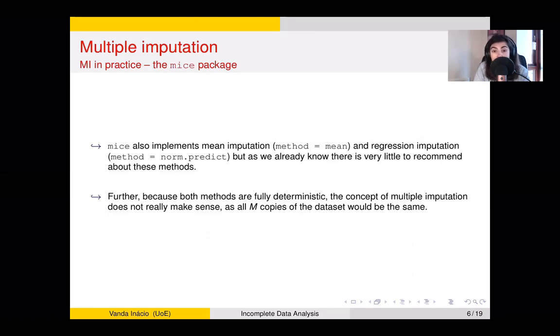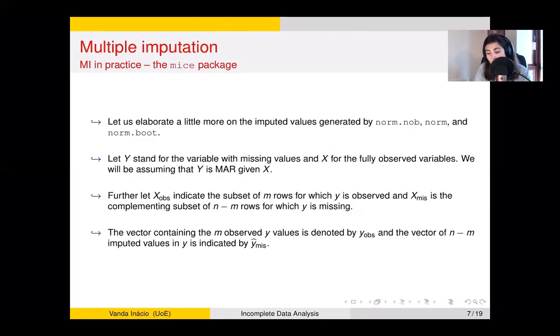And exactly the same applies to regression imputation, because we also estimate our parameters and then we predict the missing values. There is no noise, and we are not acknowledging parameter uncertainty. So again, the missing values will be the same for all copies of the data set. So we should not really use it. First, because they are not good imputation methods, and second, because they do not really make sense in the context of multiple imputation.